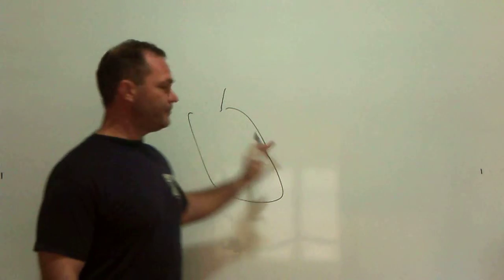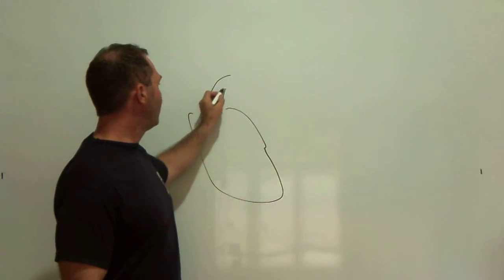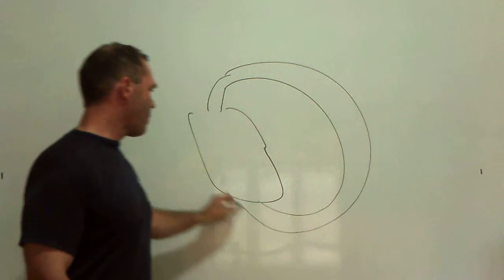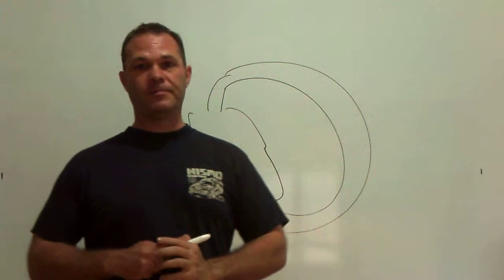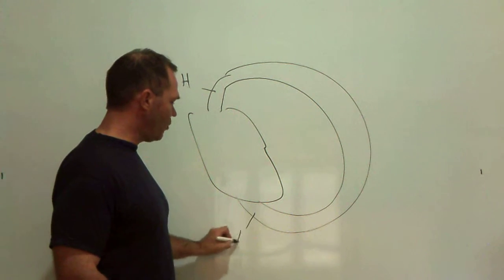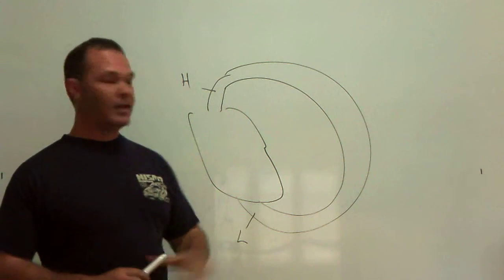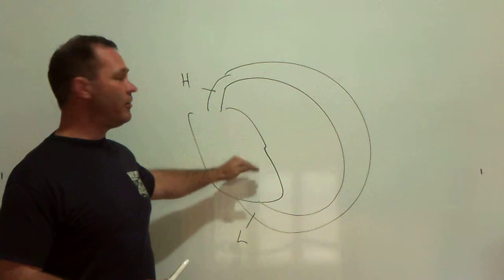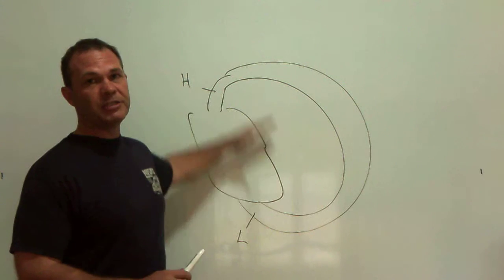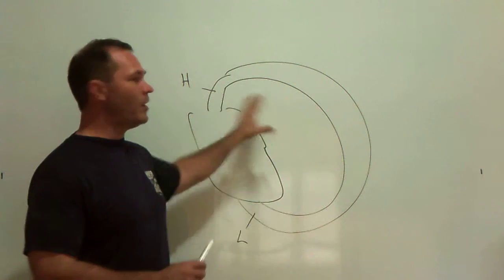We've got our heart. We've got our blood vessels like that that go around. This is high pressure, this is low pressure. Inside here, the ventricle, we're creating the highest pressure, and we're also creating the lowest pressure with each pump. That was last lesson's focus.